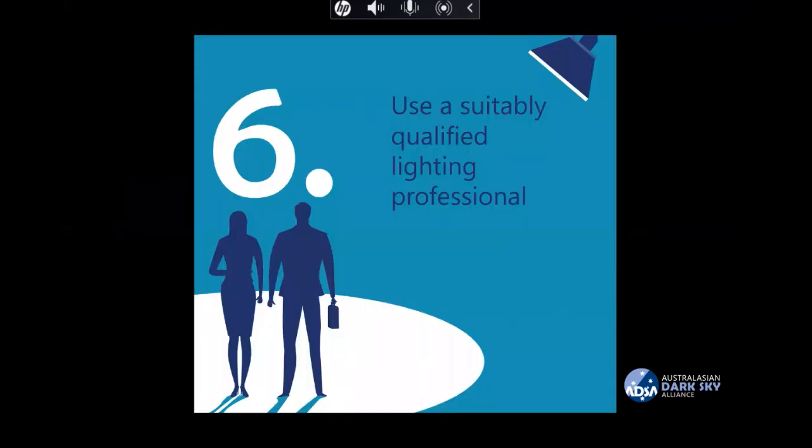The final one is to use a suitably qualified lighting professional. And no, that does not mean an electrician. They're there for electrical safety. They don't know anything about lighting.